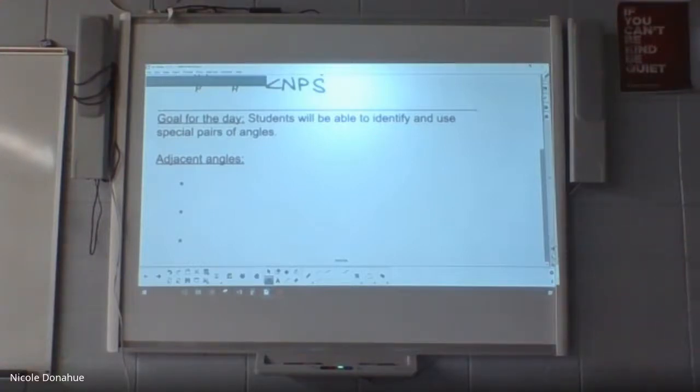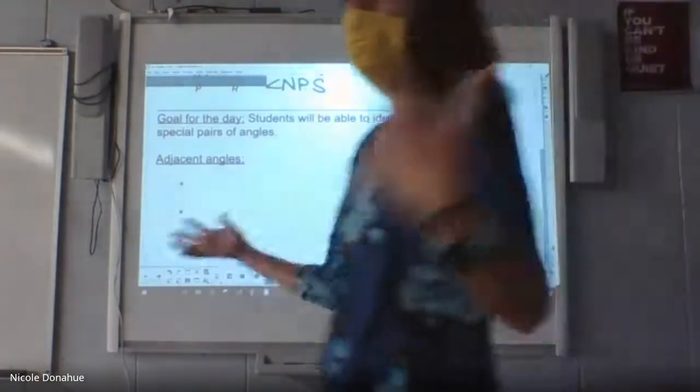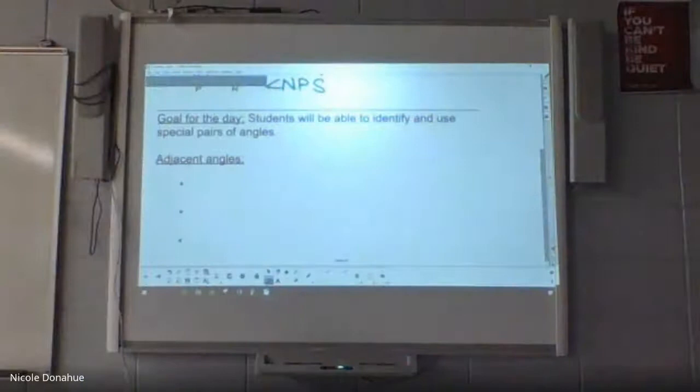Same thing in here. My desks used to always be in little pairs, and that can't be the case anymore. We have to be further apart. So adjacent means that the angles are next to each other, but I'm going to be a little more specific about my definition. Let me grab my exact definition here.